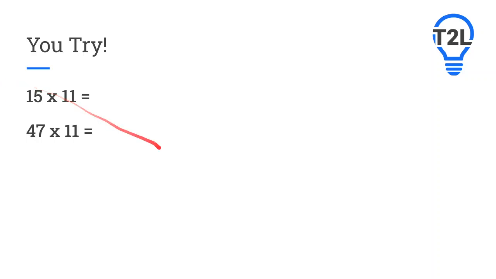Okay, the first one is 165. You write down the 5, you write down the sum of 1 and 5, which is 6, and then you write down the 1, so 165. And this one's actually 517. You guys got the 7 down, you just write down the 7, but then once you add 4 and 7, you get 11. And that's a 2-digit number, and we haven't really gone over that.